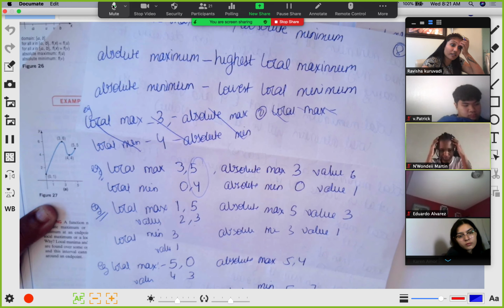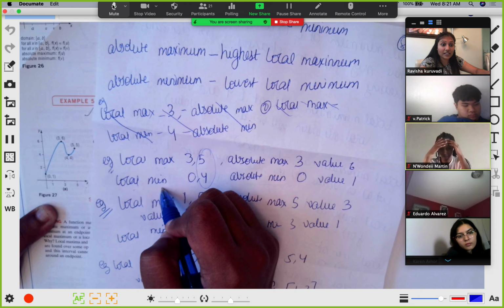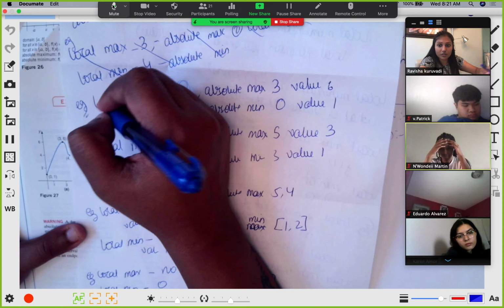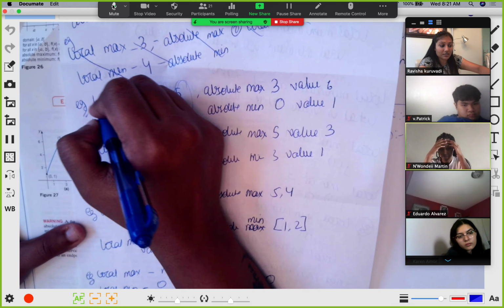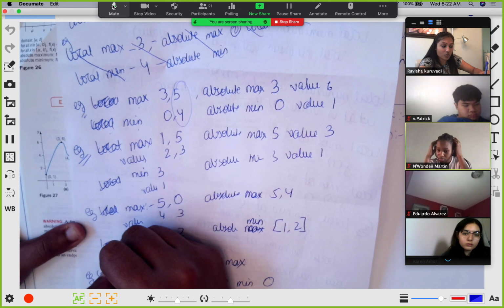Are you getting it? Oh, it's confusing. I confused you by writing this local maximum, local minimum. I should not have written that. Wait, I'll explain. Whenever you find absolute value, I would suggest you not write local maximum. Just write maximum, minimum, because local is different. Local is different.